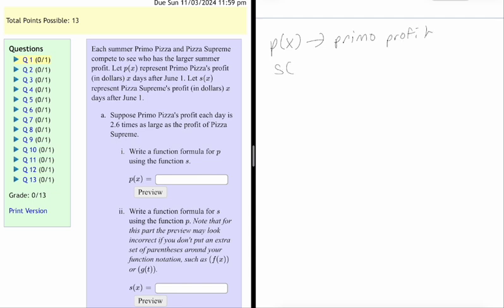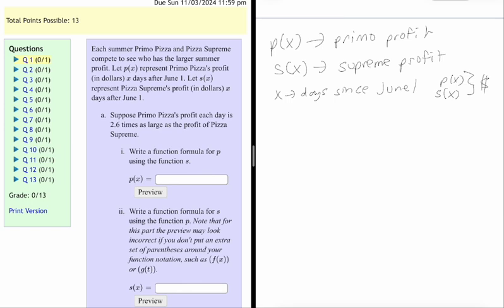And we're going to call S of X Pizza Supreme's profit. X is the number of days since June 1st, and the profit, P of X and S of X, are both the dollars in profit. So we've kind of pulled out the information. Let's look at part A.